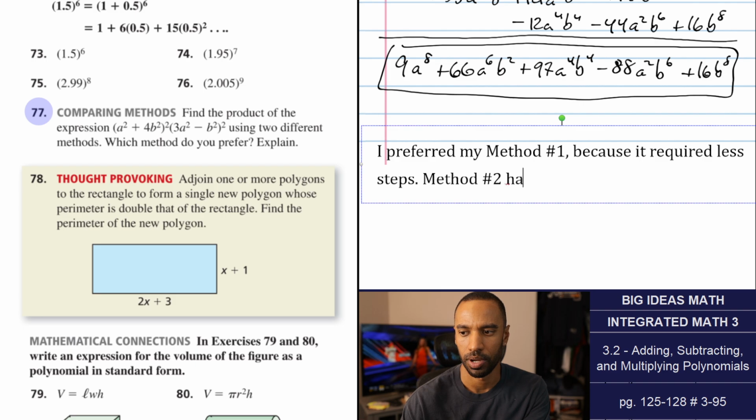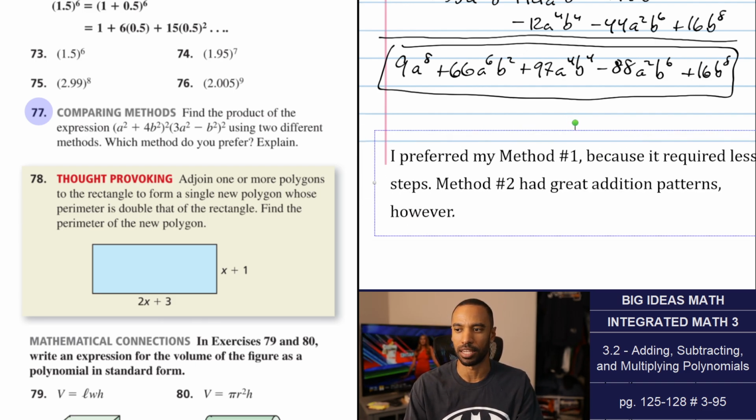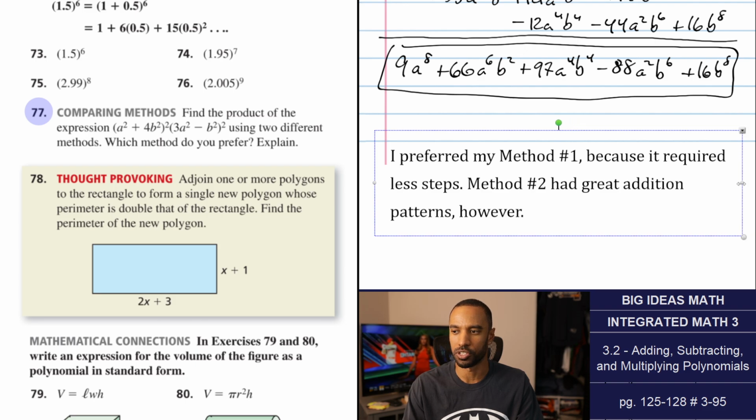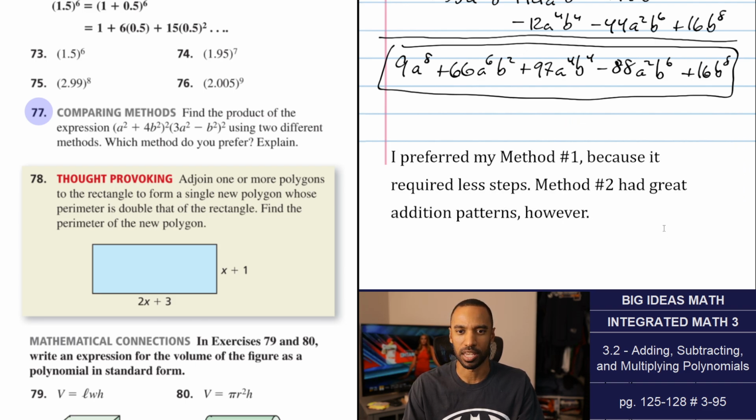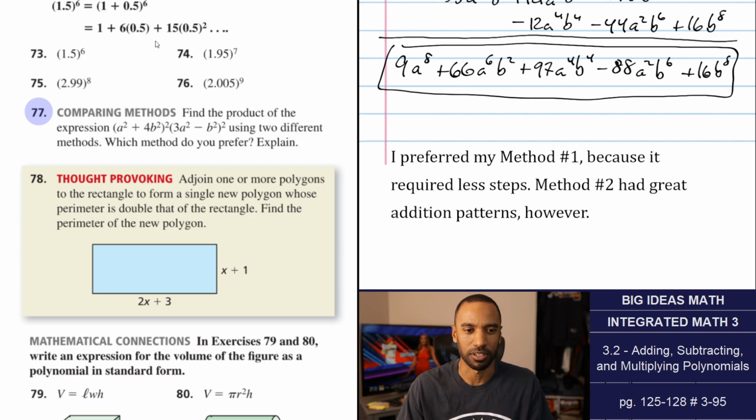Method number two had great patterns, addition patterns, however. Now, both of them, one of them was kind of like foiling first, or combining the two different things first and then squaring second, but the squaring didn't have a pattern. So I don't know. I guess it depends on what the numbers are. All right, that's number 77. Let's go to number 78 on thought-provoking.